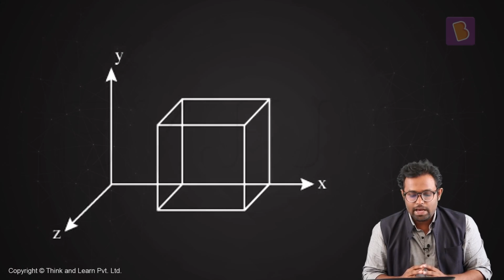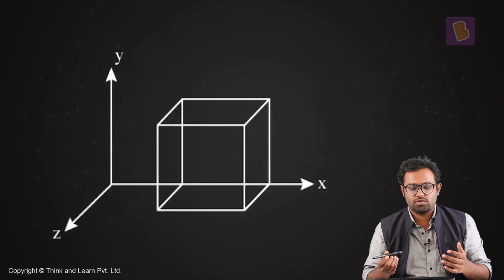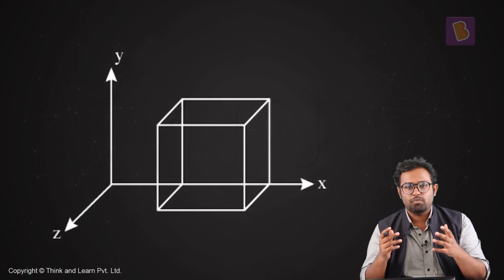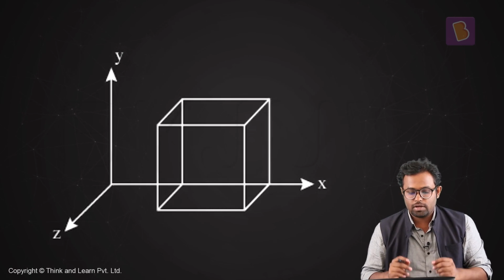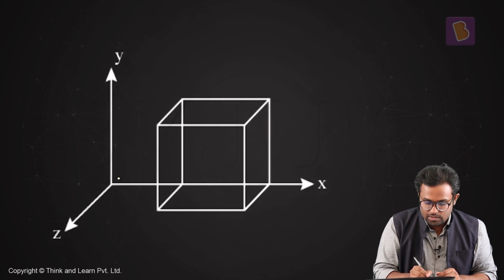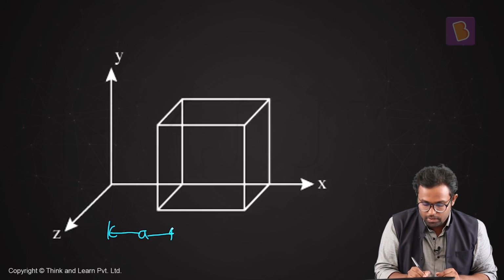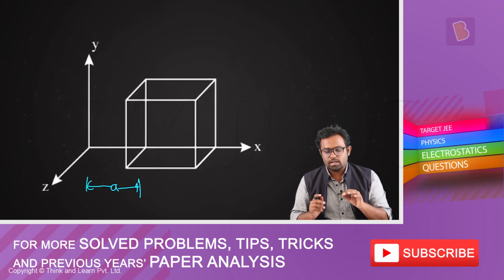So in this question, we have a cube of side A, which is placed in a coordinate system. You're given that the nearest side is at a distance A. So this here is A, all right. And there's an electric field.